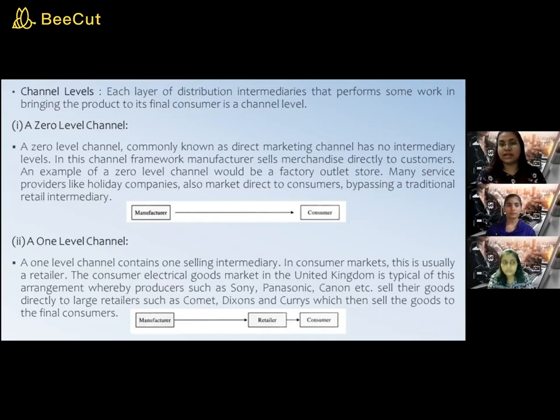Manufacturer to consumer. A one-level channel. A one-level channel contains one selling intermediary. In consumer markets, this is usually a retailer. The consumer electrical goods market in the United Kingdom is typically of this arrangement, whereby producers such as Sony, Panasonic, Canon, etc. sell their goods directly to large retailers such as Comet, Dixons, and Currys, which then sell the goods to the final consumer. Manufacturer to retailer, retailer to consumer.